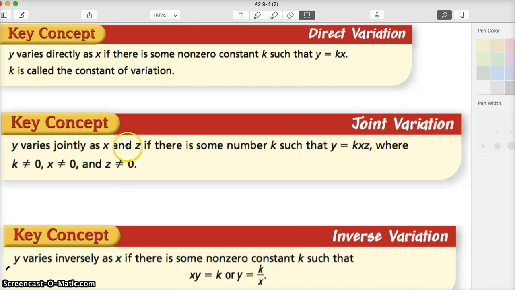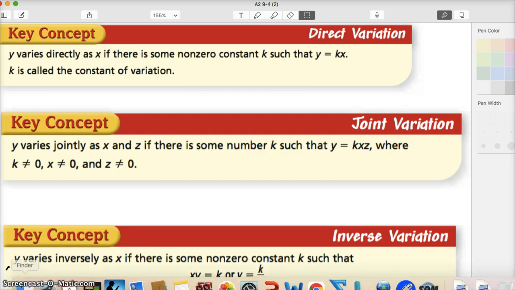So I'm not going to bore you with trying to show you examples of each of these because we're about to do examples of each of these. So again, as we said, varies jointly. It's kind of like a direct variation, but this time instead of y varying just with one x, it's varying with an x and a z, and k has that relationship. And then the inverse variation is x times y equals k, or y equals k over x.